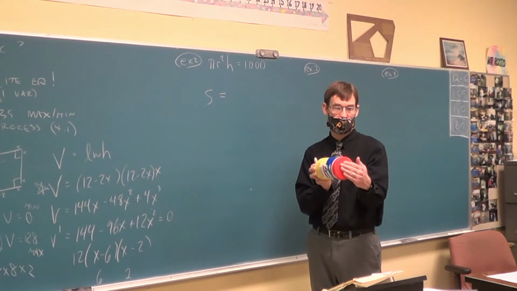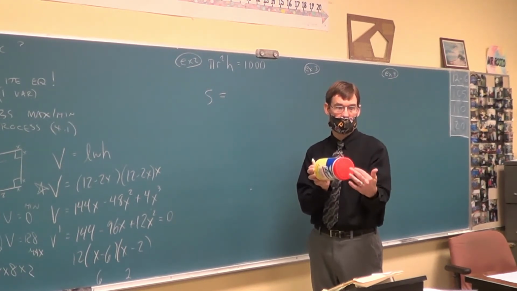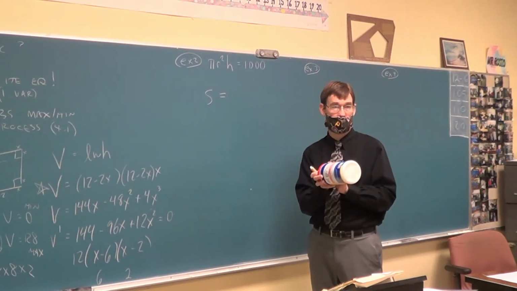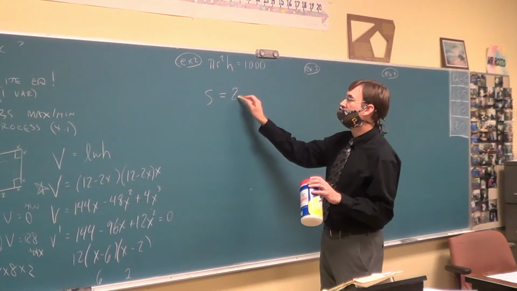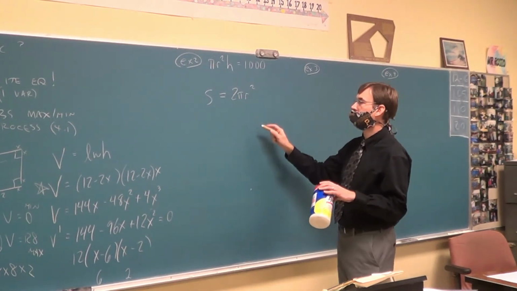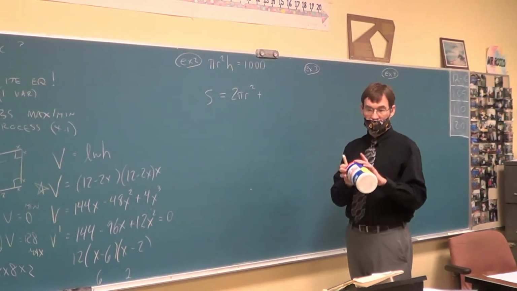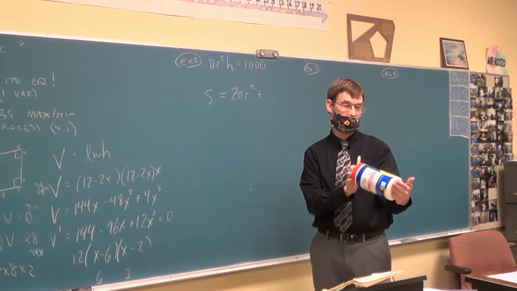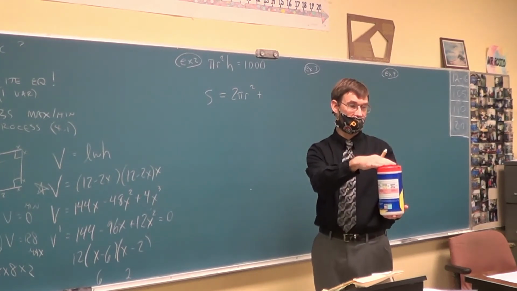Close. Or area of a circle? Pi r squared. How about the bottom? Pi r squared. We have 2 of those pi r squareds, plus, what else do we have? Where else is there some surface area?